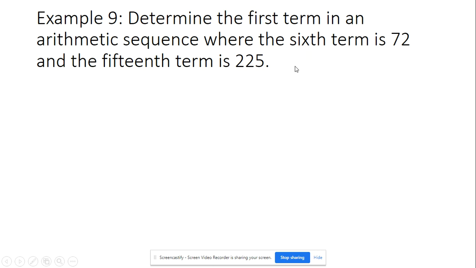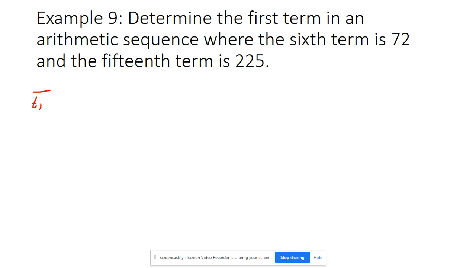Okay, example 9. Determine the first term in an arithmetic sequence where the sixth term is 72 and the 15th term is 225. Okay, so this is quite a difficult question. There are a few different ways of doing this one. This is the way that I prefer, and hopefully you guys agree and are able to follow along. What I'm going to do over here, determine the first term.